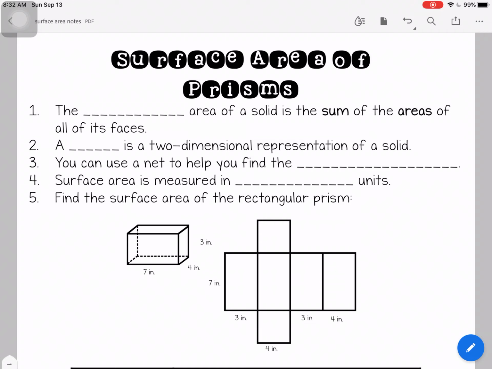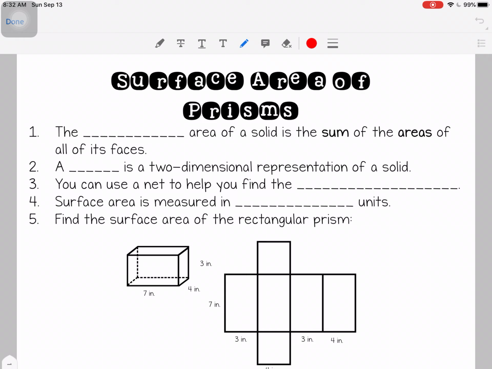Today's notes are on surface area of prisms, specifically rectangular prisms. This is a rectangular prism. It is called a rectangular prism because it has bases that are rectangles. So a prism is named for its base. So this is a rectangular prism.